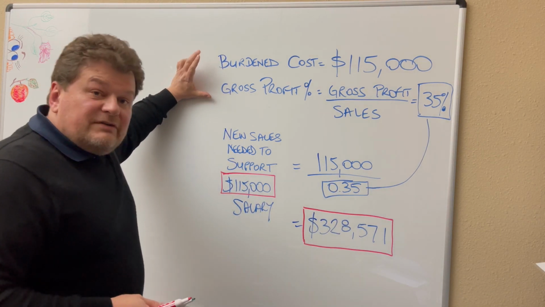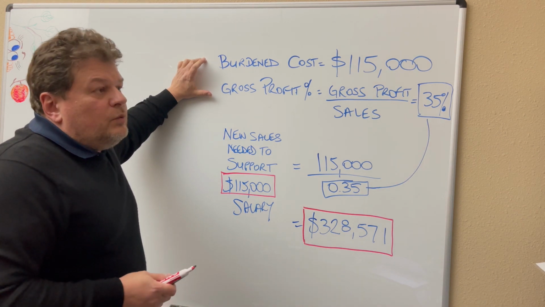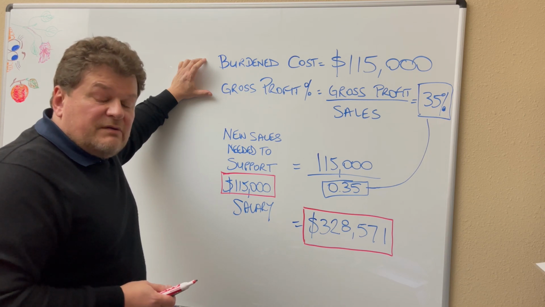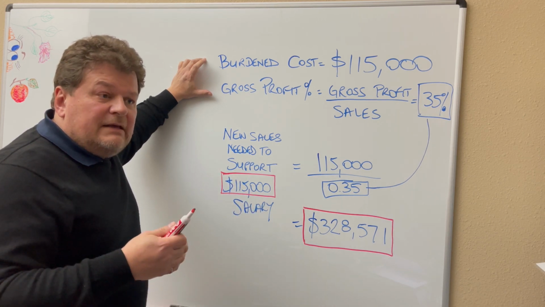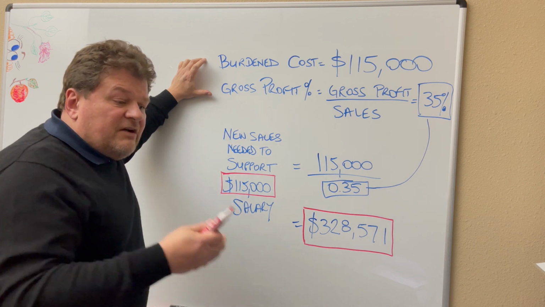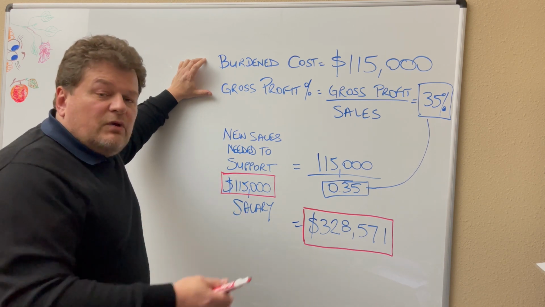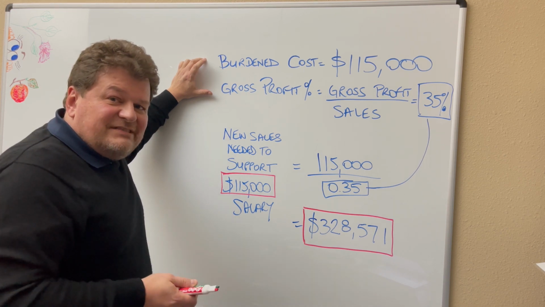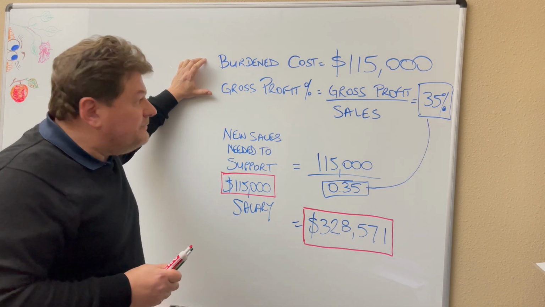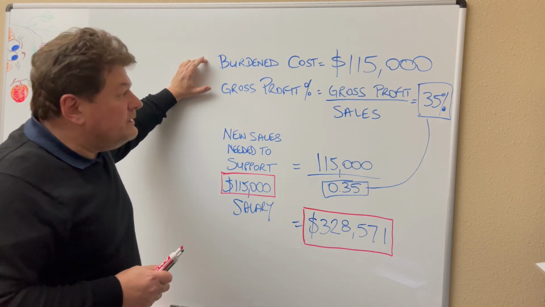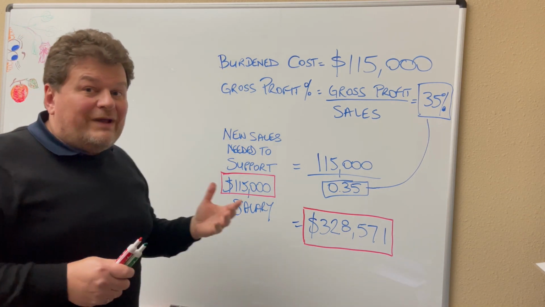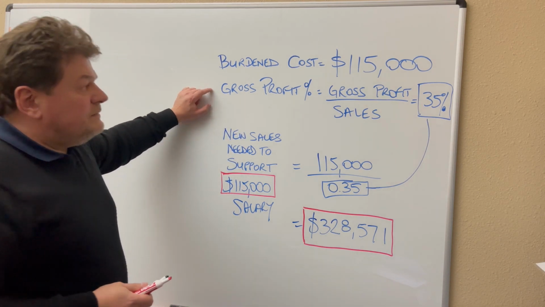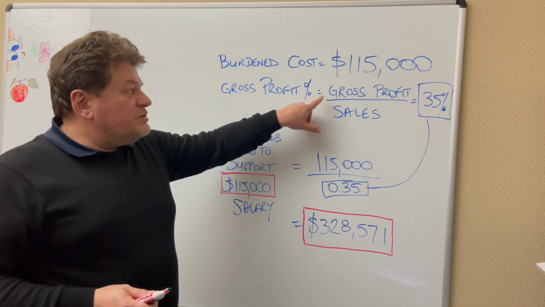So we were going to pay $100,000 for this new person. In our example, our burden was 15%, so it was an additional 15% that we pay for federal and state income taxes, unemployment insurance, workers' comp insurance, days off, time off, all that stuff. Our example was 15%. Take 100,000, multiply by 1.15, 115,000.